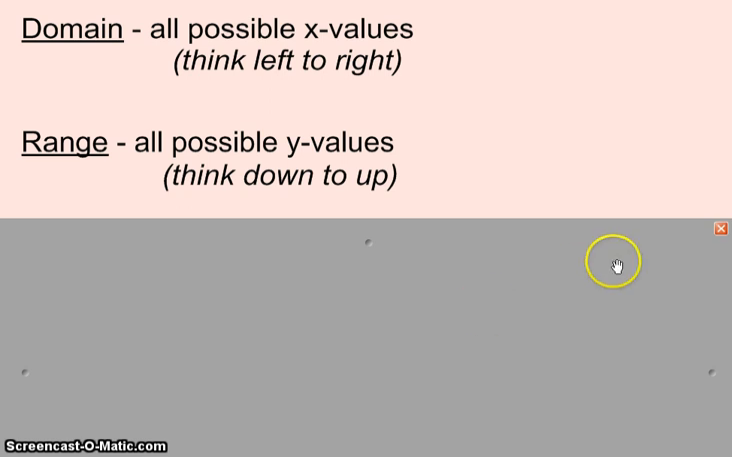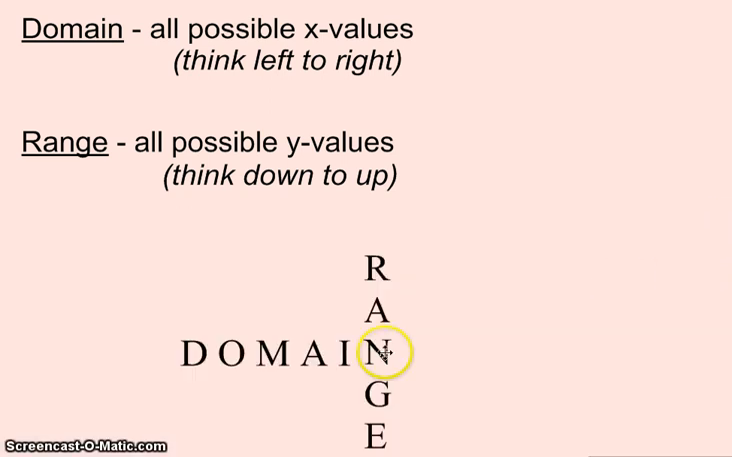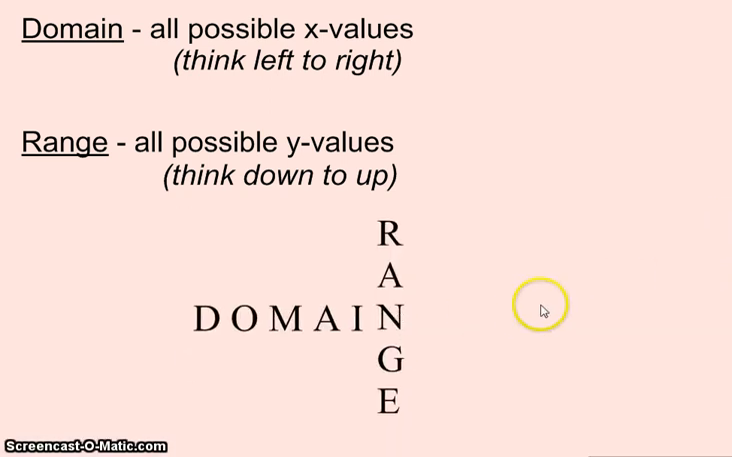So one way that might help you remember it is to write domain and range like this at the top of your paper, or up in the corner. It'll help you remember that the domain is left to right, the range is down to up. All right? Just a little trick. All right, we're going to do 4 examples, and hopefully you'll be good to go after that.